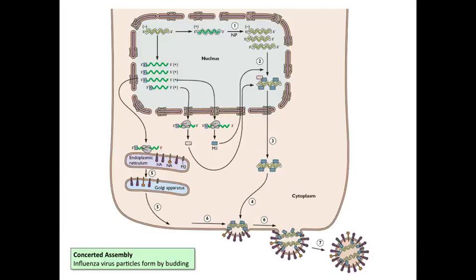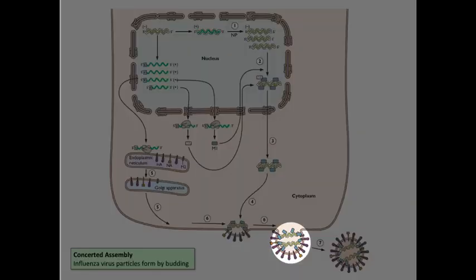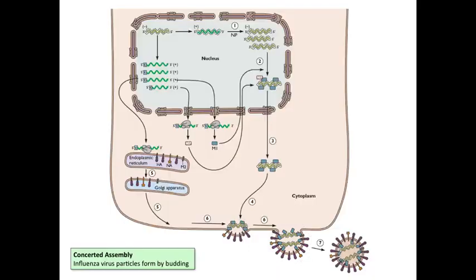There are signals for the RNP to associate with the membrane and also with the viral proteins. And at some point, this whole assembly buds out and forms a virion. So that's why we call this concerted assembly, because the virion is formed all at once. I mean, some of the components are formed in different steps, but they all come together to form a virion. So that's called the budding process.